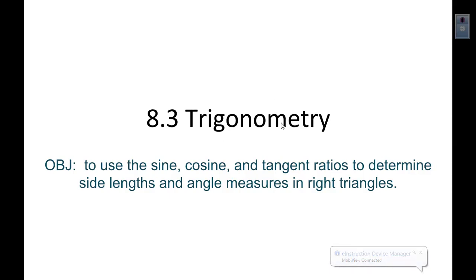All right, let's take a look at lesson 8.3, trigonometry. Before we start this lesson, one thing you need to make sure that you have is a scientific calculator that has sine, cosine, and tangent. You need to make sure it can do inverse cosine, which is the sine -1, cosine -1, and tangent -1. And the last thing, make sure your calculator is in degree mode.